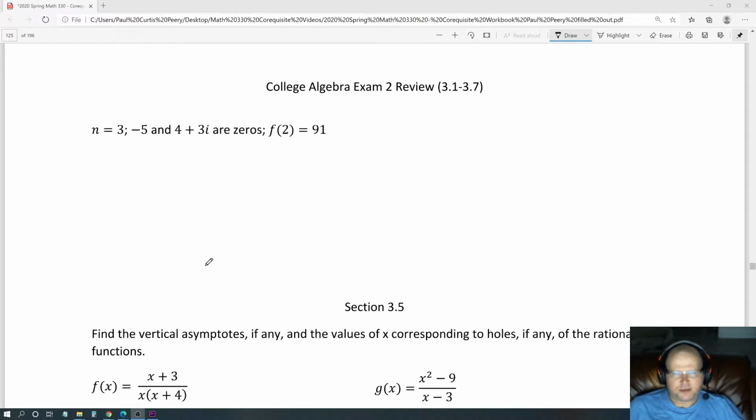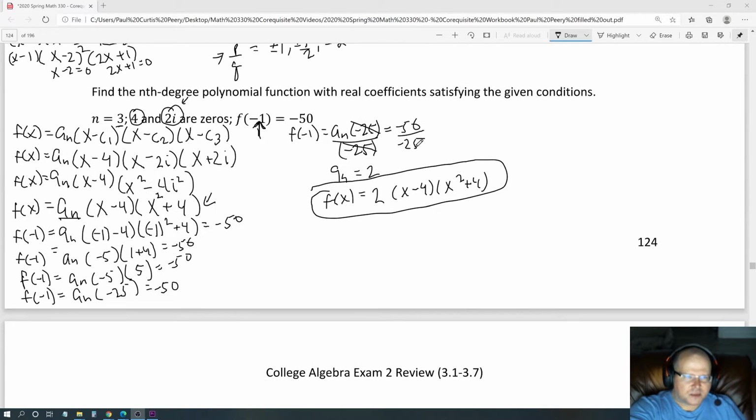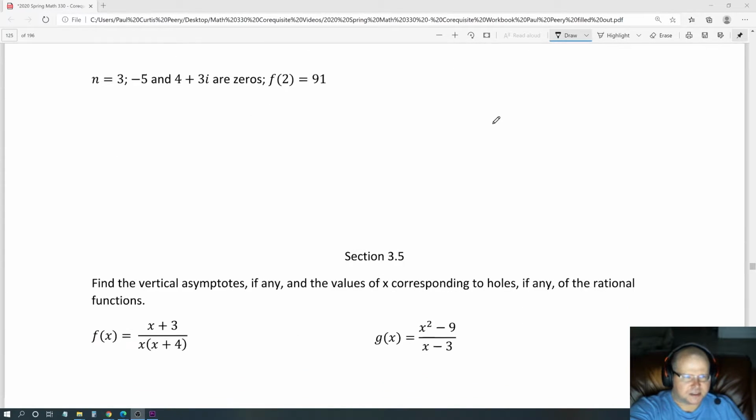College Algebra Exam 2 review. All right, so I have n is equal to 3, and negative 5 and 4 plus 3i are zeros. Cool, so let's back up a little bit. We want to find the nth degree polynomial function with real coefficients satisfying the given conditions.